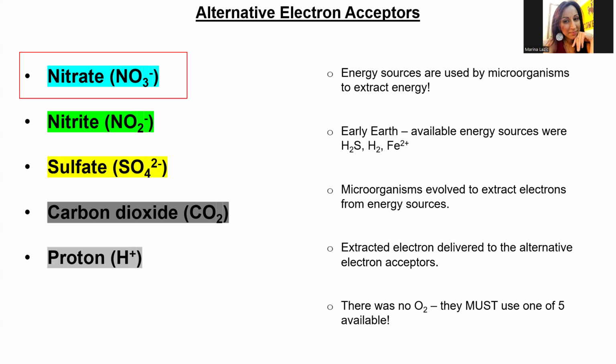Microorganisms simply evolved, or to say in lay language, learned how to extract electrons from anything that was available on early Earth. And iron was available. Hydrogen was too. They used it to extract electrons.